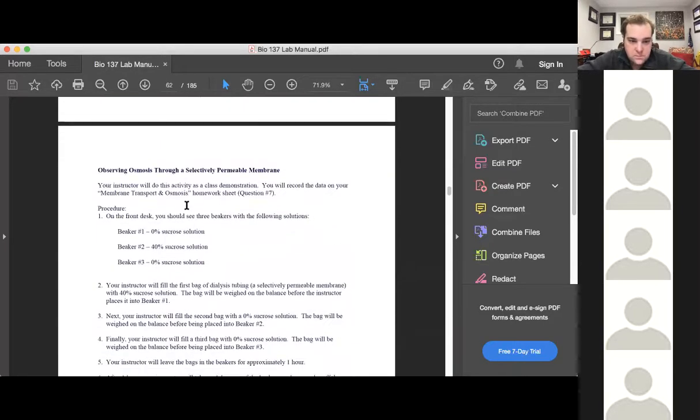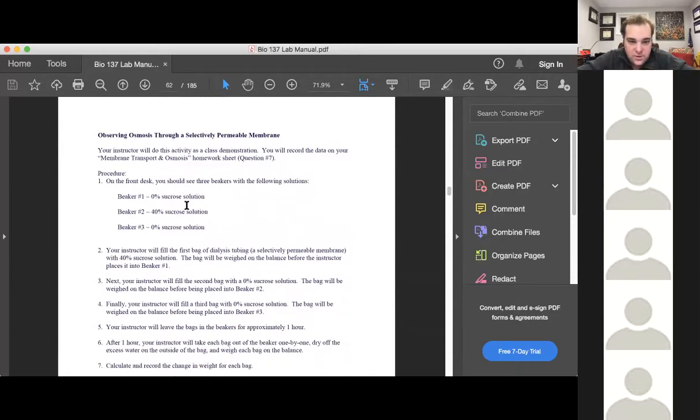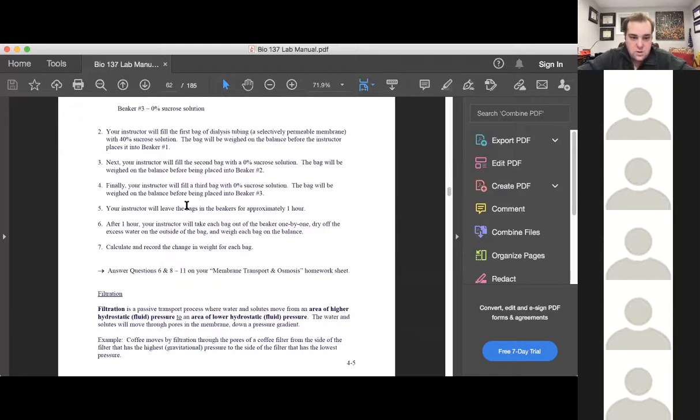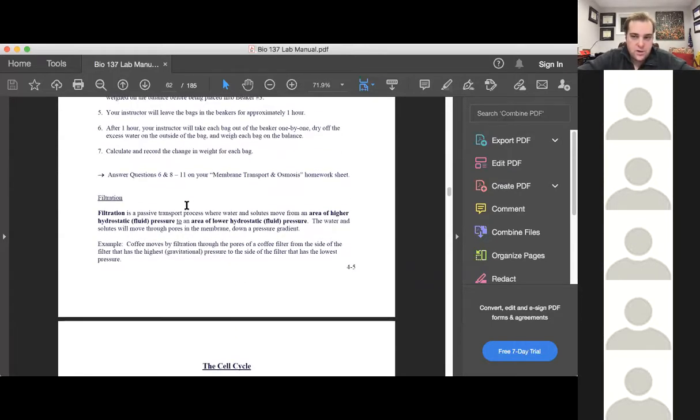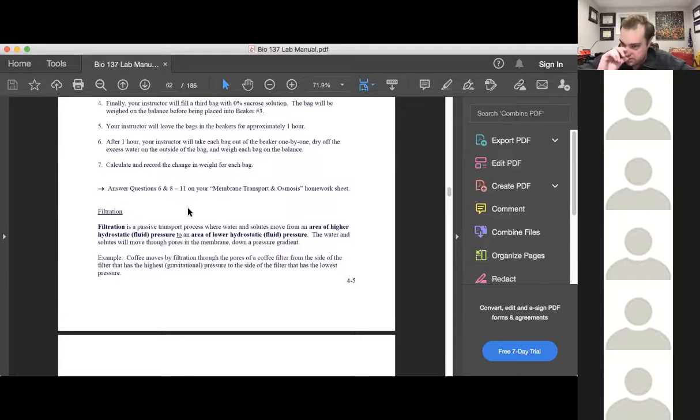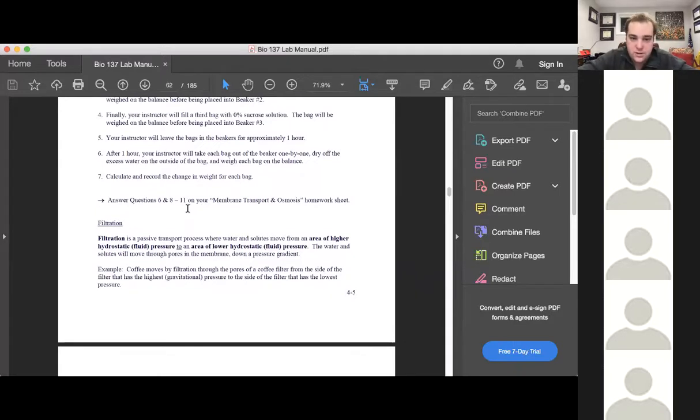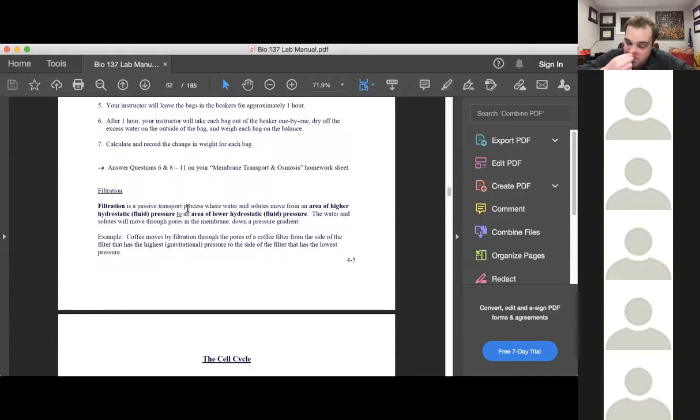Okay. So normally, if we were in person, we would do a demonstration here, but I'm going to try to explain what we're doing. What we're really going to end up doing is talking about dialysis and how the kidneys regulate water and the buildup of metabolic waste. But let's go down here to filtration, at the very bottom of page 4 or 5. So filtration is the passive transport process where water and solutes move from areas of high hydrostatic fluid pressure to areas of low hydrostatic fluid pressure.